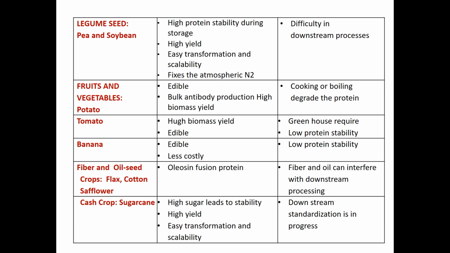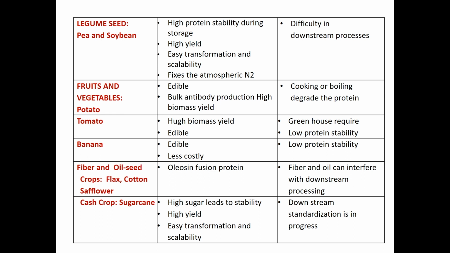And again, low protein stability is a major factor here. And then fiber and oilseed crops are also used for production of high value biomolecules and proteins. For example, flax, cotton and safflower are crops used for expression of proteins. The advantage is that oleosin fusion protein can be produced here, and the drawback is that fiber and oil can interfere with downstream processing. We have difficulties in the downstream process with the presence of oil and fiber in these crops.